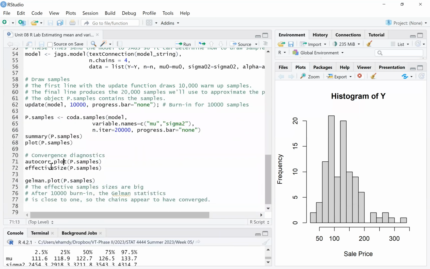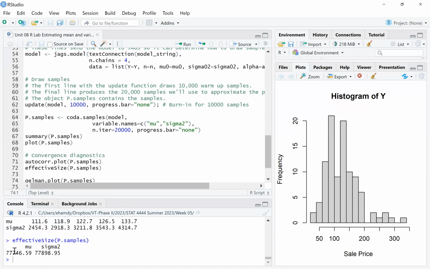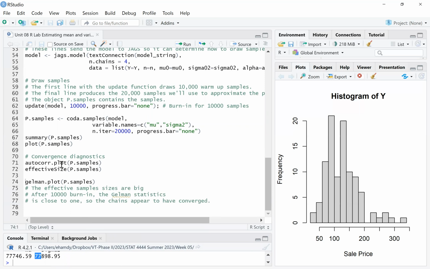So now let's see the effective sample size. Effective sample size for mu is 77,746. For sigma square it is 77,898. The total should actually be 80,000, but because there is some autocorrelation, the effective sample size is smaller. But 77,000 is good. It's a very good one. So it looks like convergence happened.